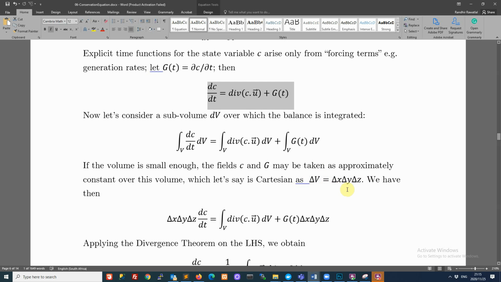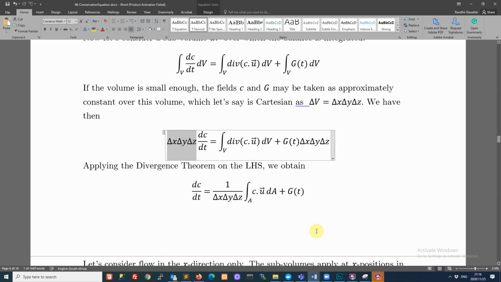So anyway, we can approximate this integral by simply multiplying the kernel by the volume itself. So delta v times dc dt is an approximation to this integral, and then here we are retaining this function as it is. And for the integral on the generation, if we take this to be approximately constant over the subvolume, then we can rewrite this as g delta x, delta y, delta z.